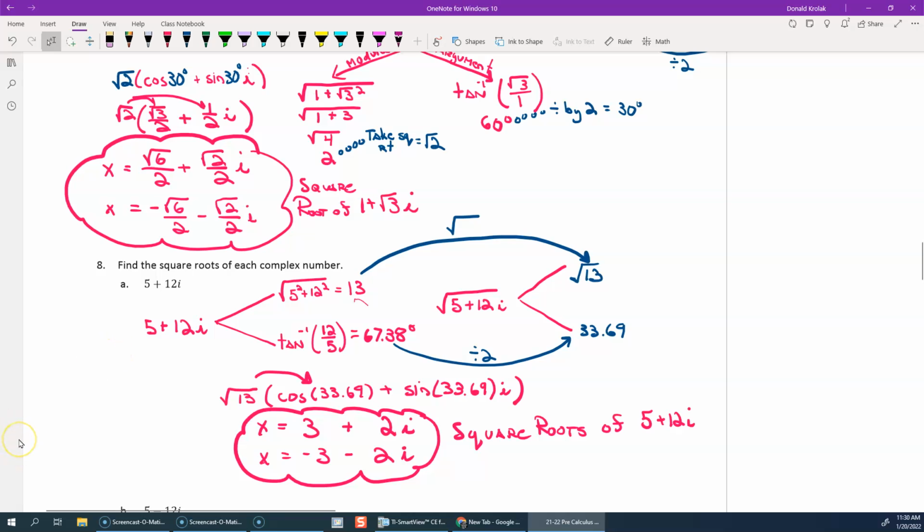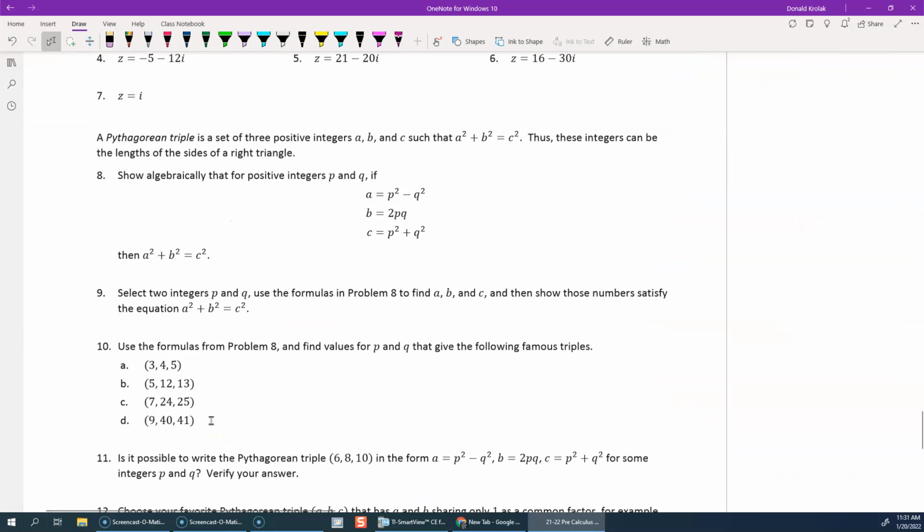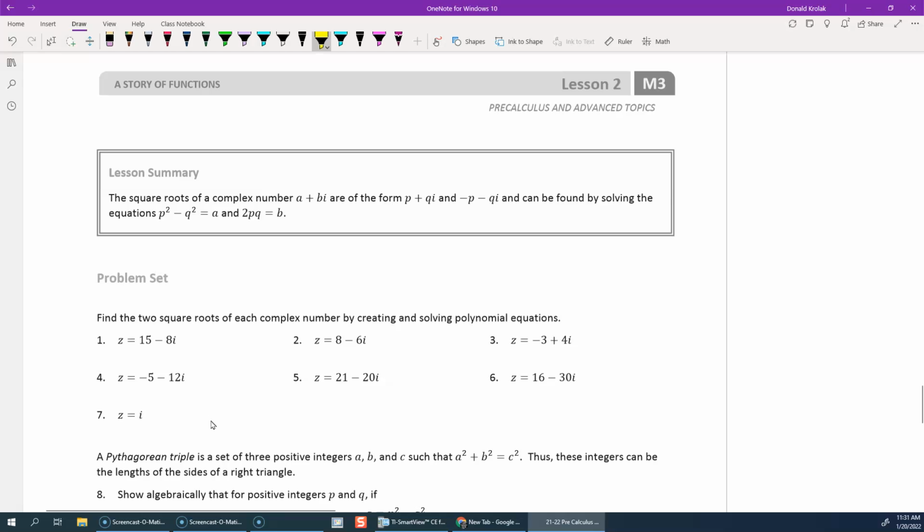All right. So it's pretty straightforward. So really, if you just kind of focus on this process right here, and then the 13 went right there, and the 33.69 went right there. Okay, so your assignment for this, guys, are the first 3 problems on the student section here. So you're doing that guy, and that guy.